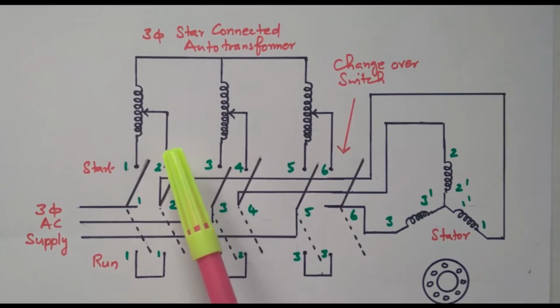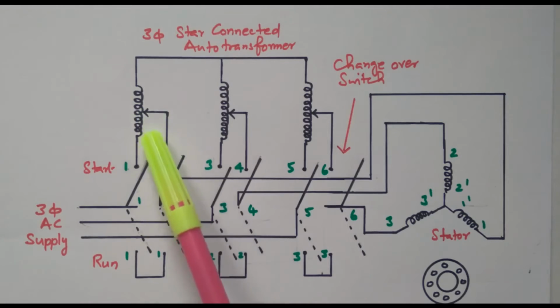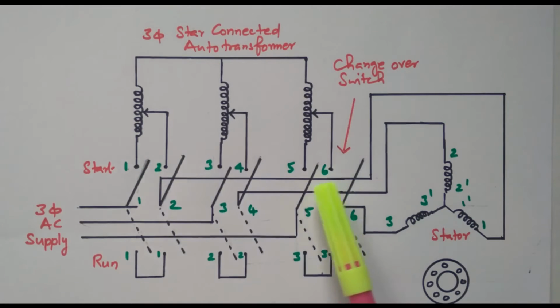After some time, when the speed of the induction motor gradually increases, the voltage is gradually increased by using the auto transformer. By using the auto transformer, the voltage applied to the stator gradually increases, so that the motor will reach the rated speed. Once it has reached the rated speed, the changeover switch is placed in the running position. During the running position, the entire voltage is applied. So the motor will rotate at the rated speed, taking the rated current and rated voltage.